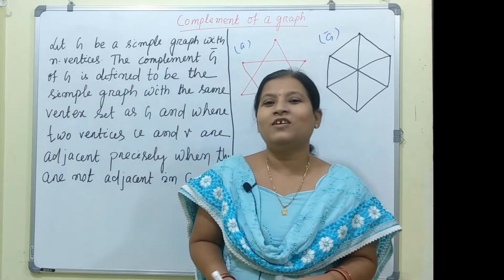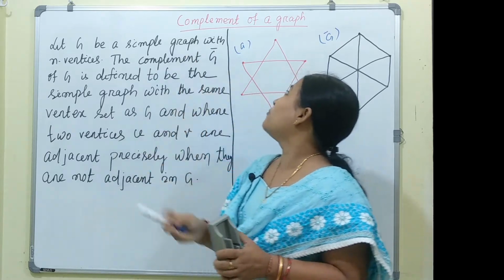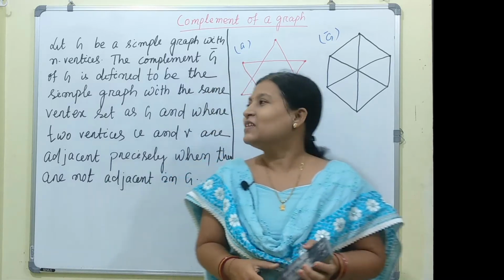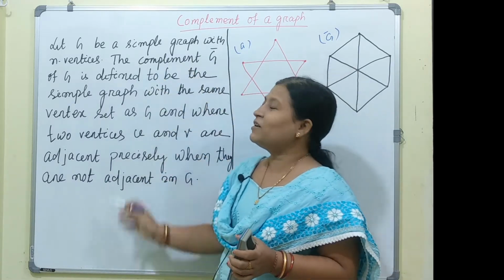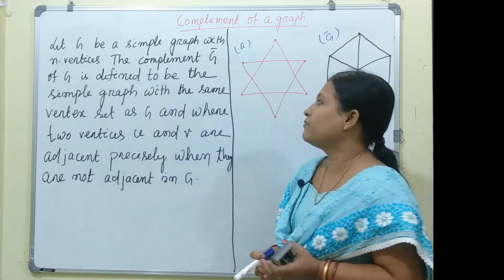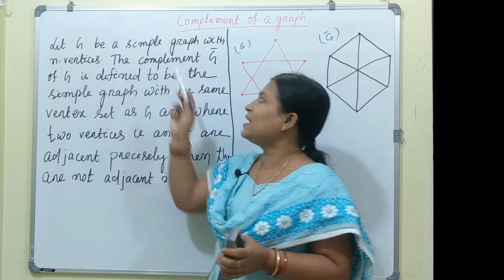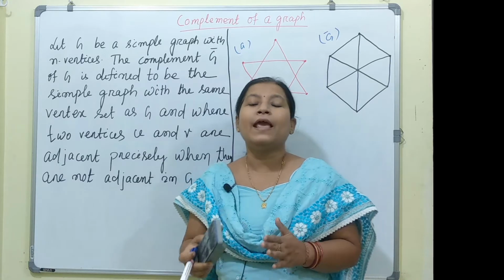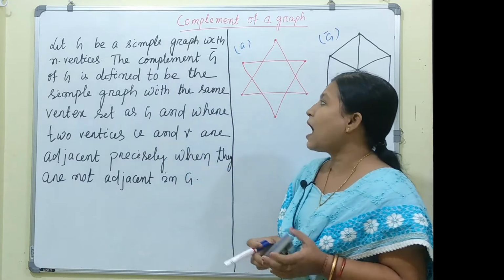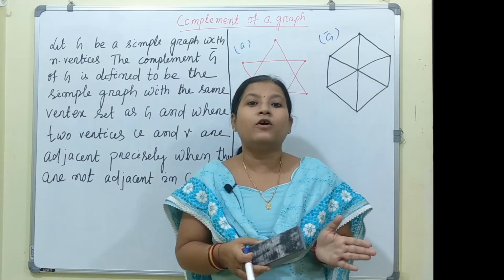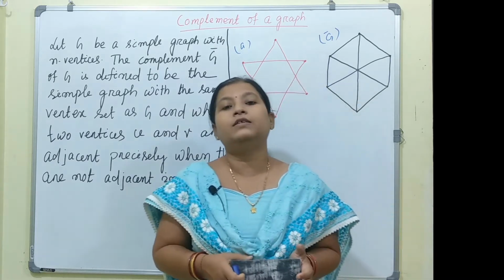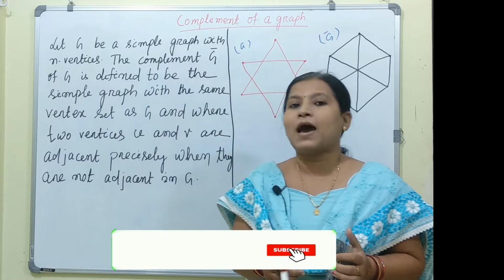Hello everyone. Today we'll discuss the complement of a graph. So what is the complement of a graph? This is the definition. First of all, we will take a simple graph with n vertices, and we will find the complement of this graph. The complement of a graph is denoted by G bar.